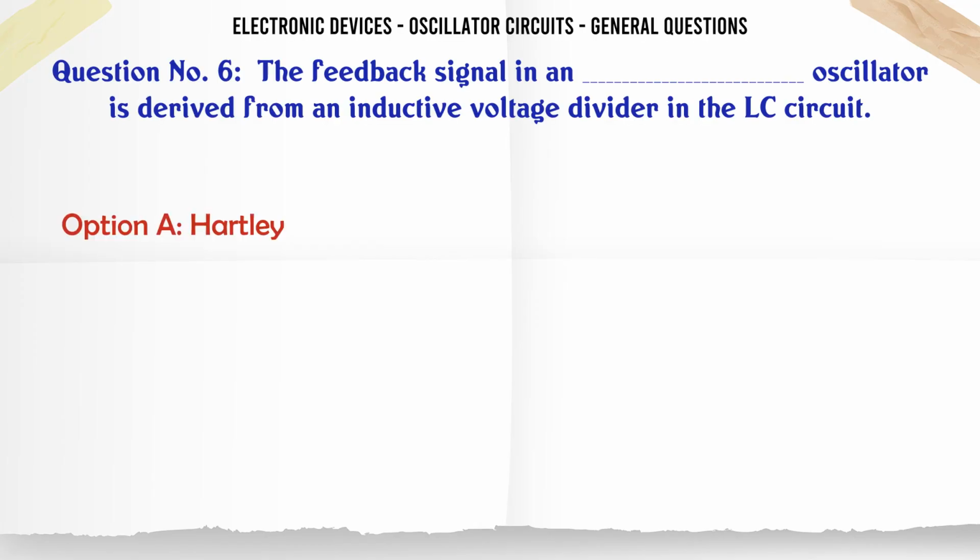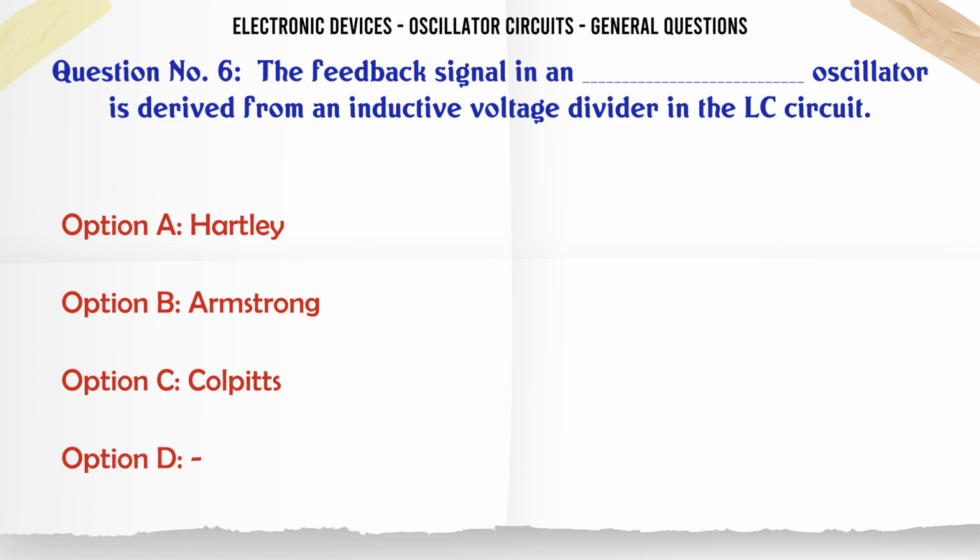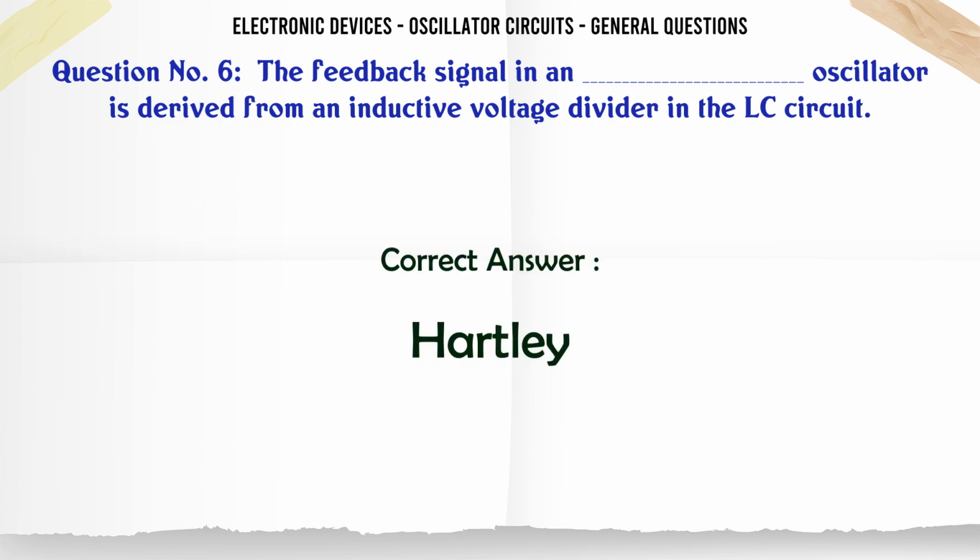The feedback signal in an oscillator is derived from an inductive voltage divider in the LC circuit. A: Hartley. B: Armstrong. C: Colpitts. D: none. The correct answer is Hartley.